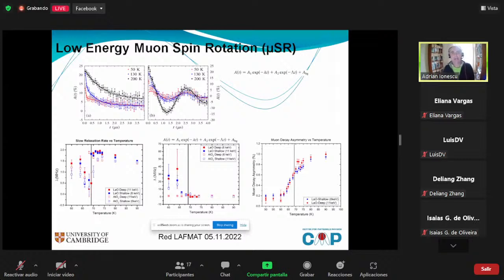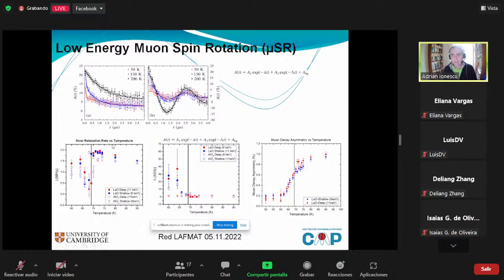And what you have is an asymmetry as you do a time scan, and the signal decreases in two exponential ways. One with a slow relaxation, a little lambda, which contains information about the magnetization along, for instance, the applied field, and large lambda, the fast relaxation, which contains information about the field perpendicular to the spin precession of the muon.